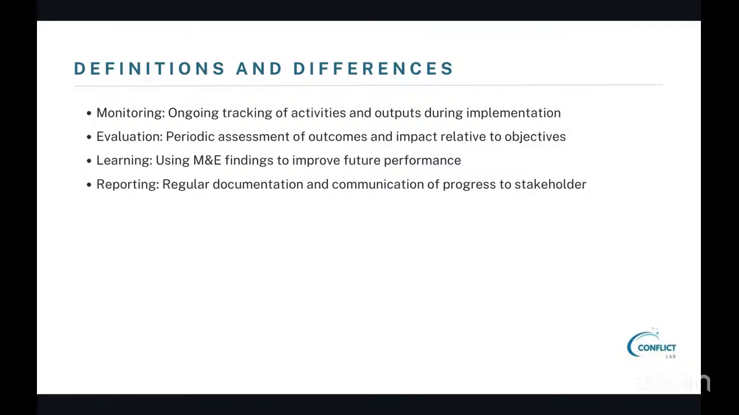And then learning is using M&E findings to improve future performance. This is where you essentially analyze your mitigation strategies, what the levels of your risk are, and how you intend to make sure those risks are taken care of, or whether there are already actions you are putting in place so that you don't have to face the risks of a project. And finally, reporting, which is regular documentation and communication of progress to stakeholders.